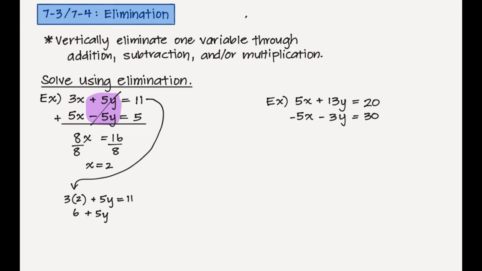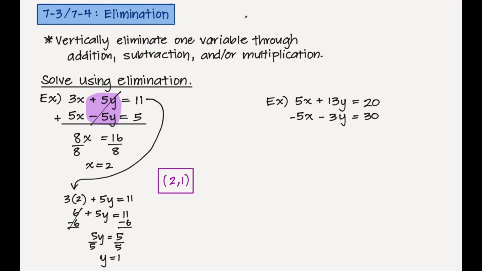So this is 6 plus 5y is equal to 11. I could subtract both sides by 6. I'm left with 5y is equal to 5. When I divide both sides by 5, I find that y is equal to 1. And so this tells us that our solution is the point (2, 1).